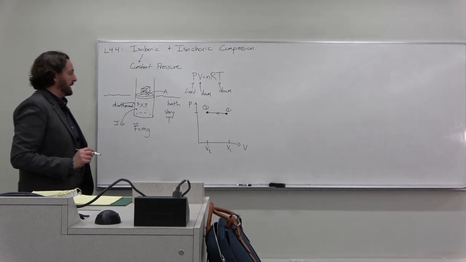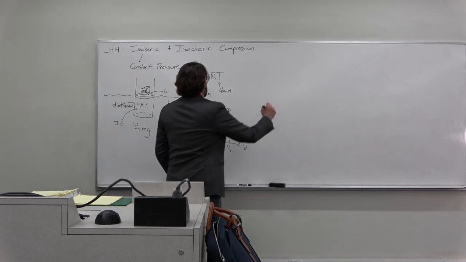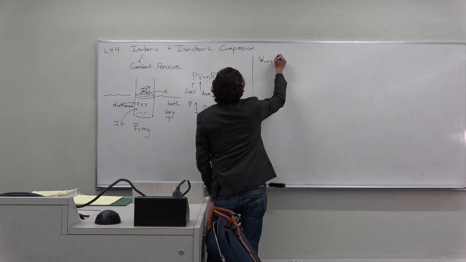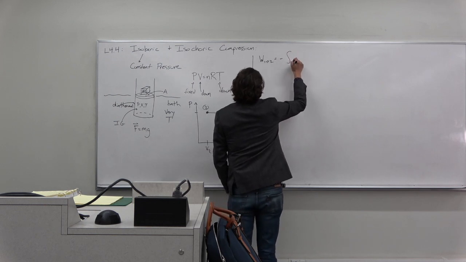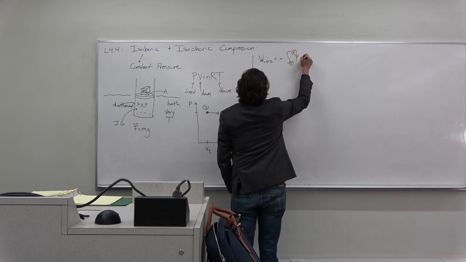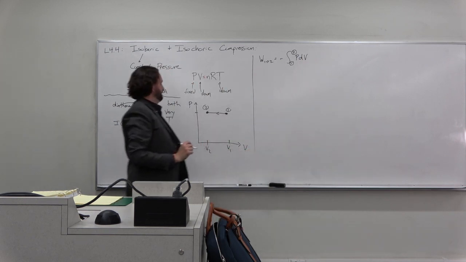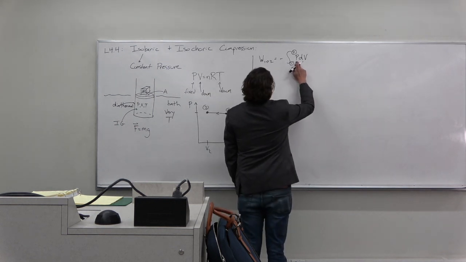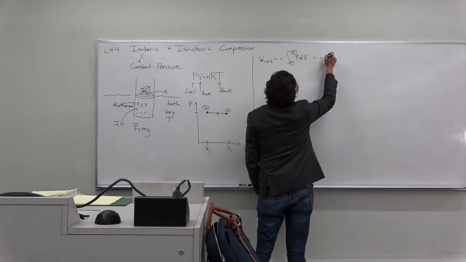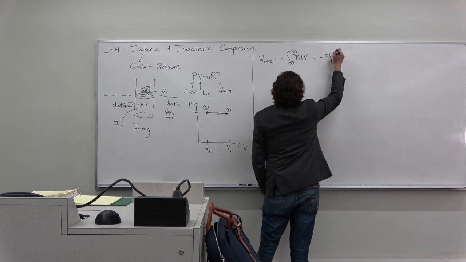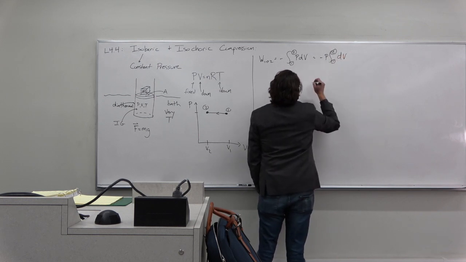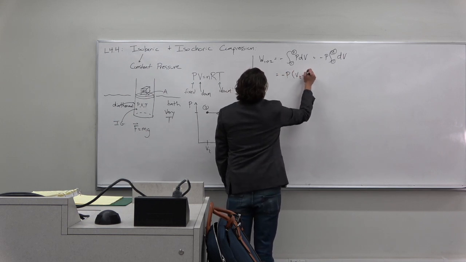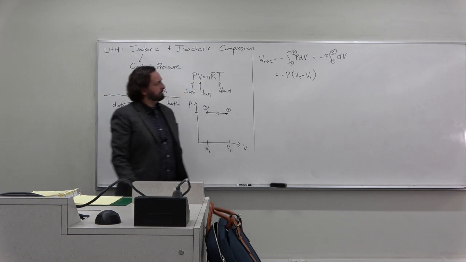Okay, so what's the work done in that process? Well, the work when we go from 1 to 2 is minus the integral from state 1 to state 2 of P dV. But in this special occasion, since the pressure is constant, we can take it out of the integral. Minus P integral from 1 to 2 of dV. And so that's just minus P times (V2 minus V1).